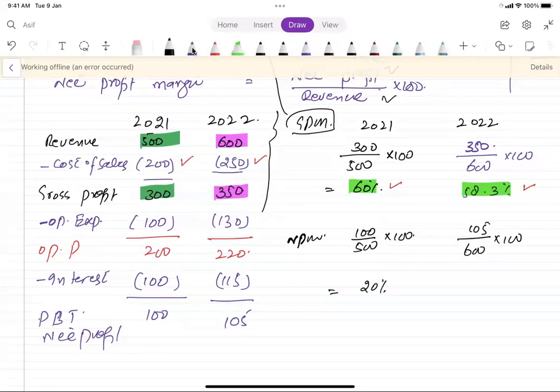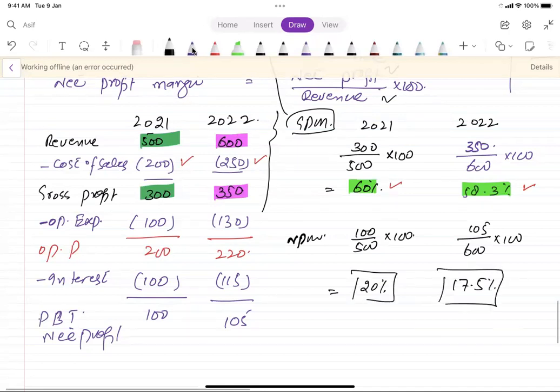17.5. Again, why has the net profit margin decreased? It was higher in 2021 and it has decreased in 2022. The reason is that we have increased all of our expenses in such a way that our net profit margin has decreased. So this is the way we analyze things. This is the way we look into the income statement of our business.